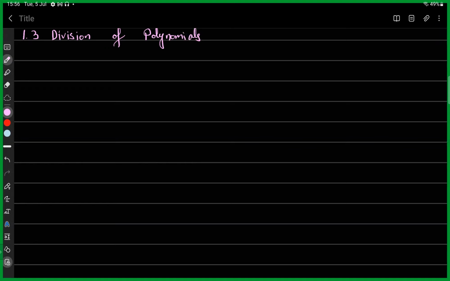Okay, in order to understand the division of polynomials, let's consider an example. Example number 1. Divide x cubed minus 5x squared plus x plus 10 by x minus 2. All right.